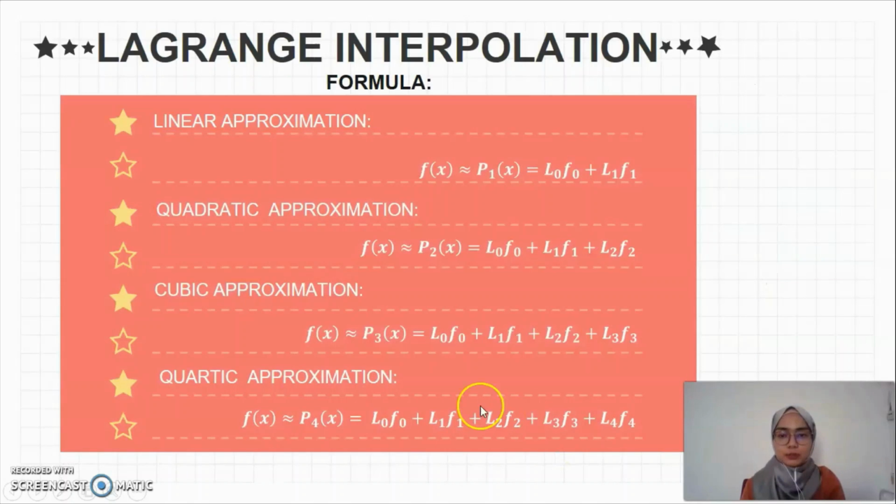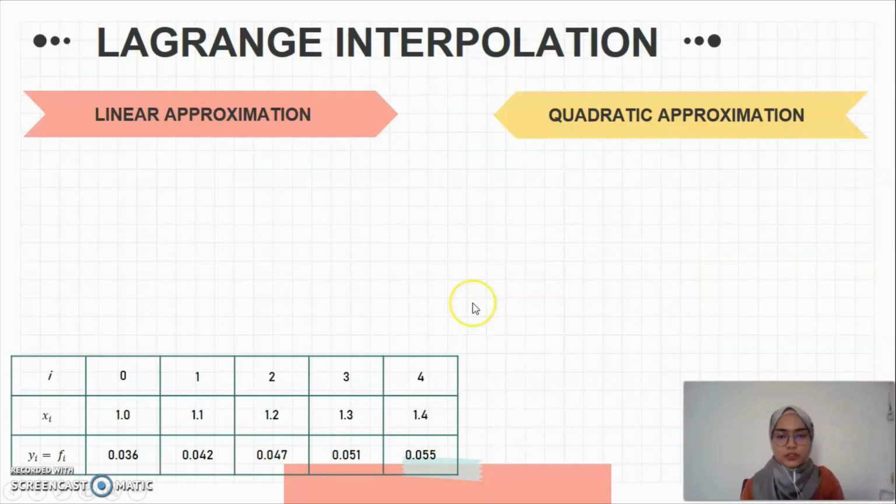In the Lagrange interpolation method, we use four types of approximation: linear approximation, first order, which passes through 2 points; quadratic approximation, second order, which passes through 3 points; cubic approximation, third order, which passes through 4 points; and lastly quartic approximation, fourth order, which passes through 5 points.